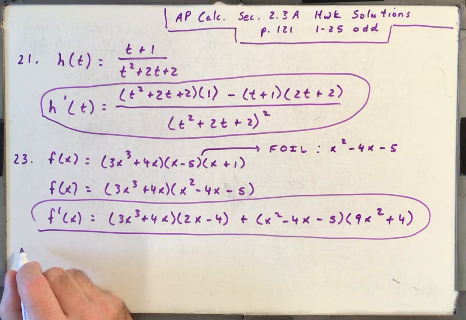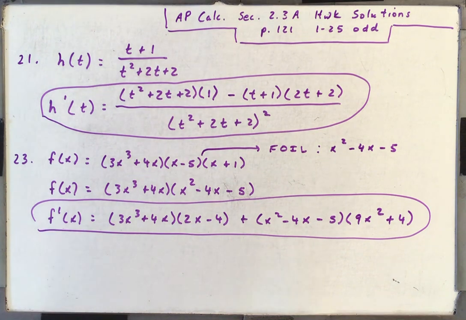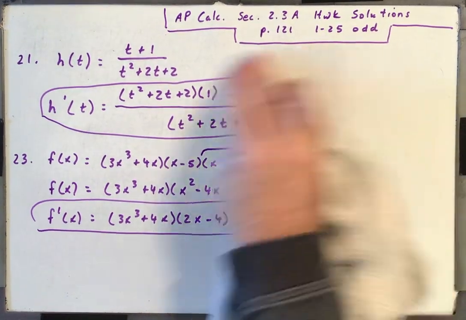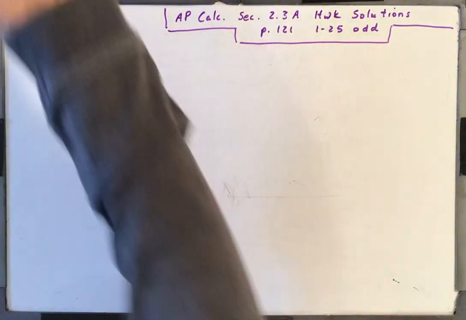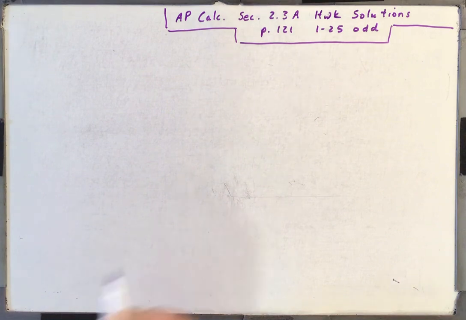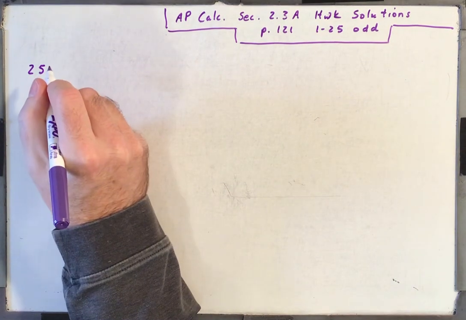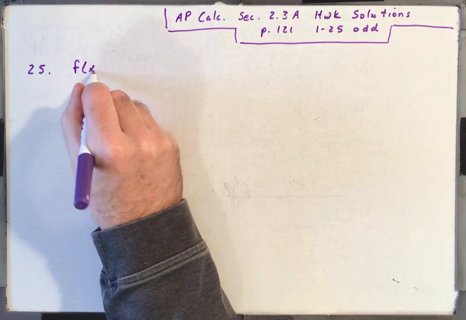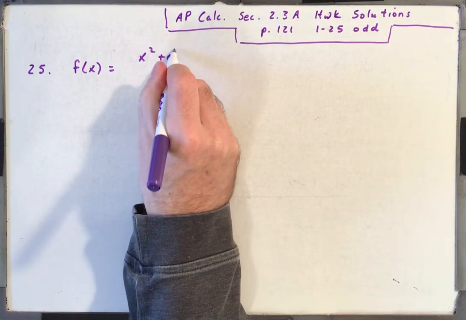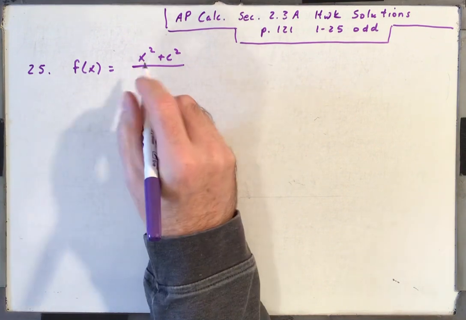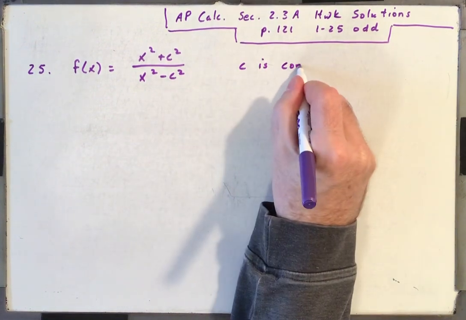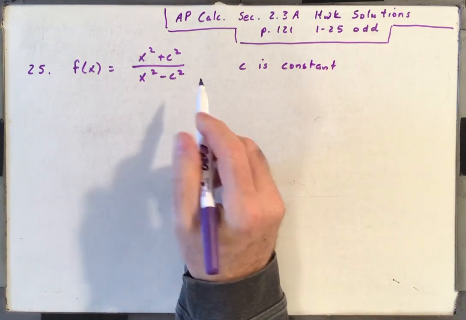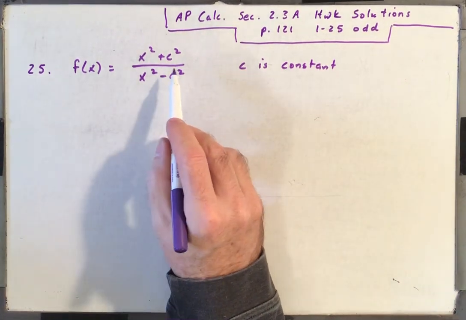25. Let's go ahead and give 25, since I usually work number 25 for my students. They ask me to work that one every year because people just don't like, they want a number, they don't want a C. Okay, so let's give it its own whiteboard. So 25, we have f of x equals x squared plus c squared over x squared minus c squared, where c is a constant. So you have to treat c like a number, think of it as a 1.